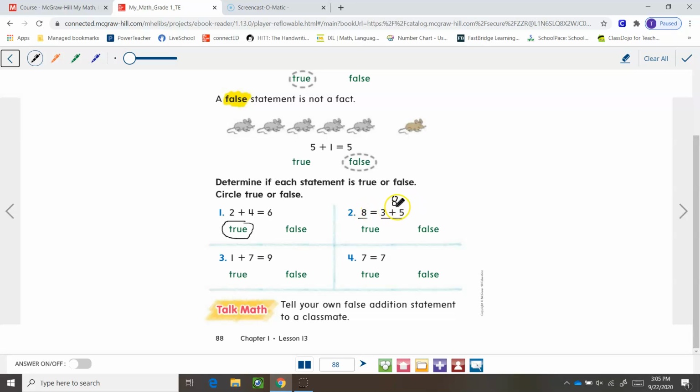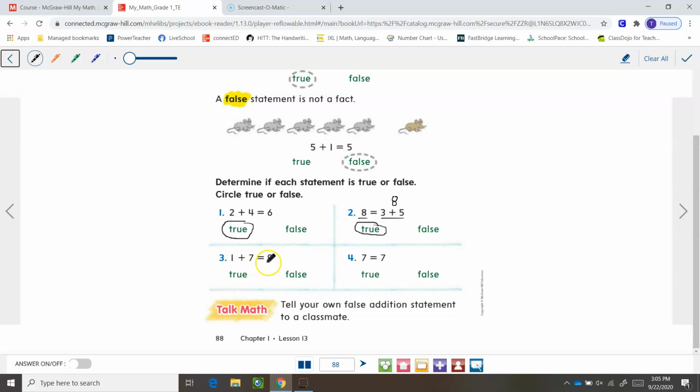So 8 equals 8. Is that true? Does that make my equal sign balance? And the answer is yes, that is true. So even though it's written backwards or written in a different way, it still is true. Here's another one written how we're used to.